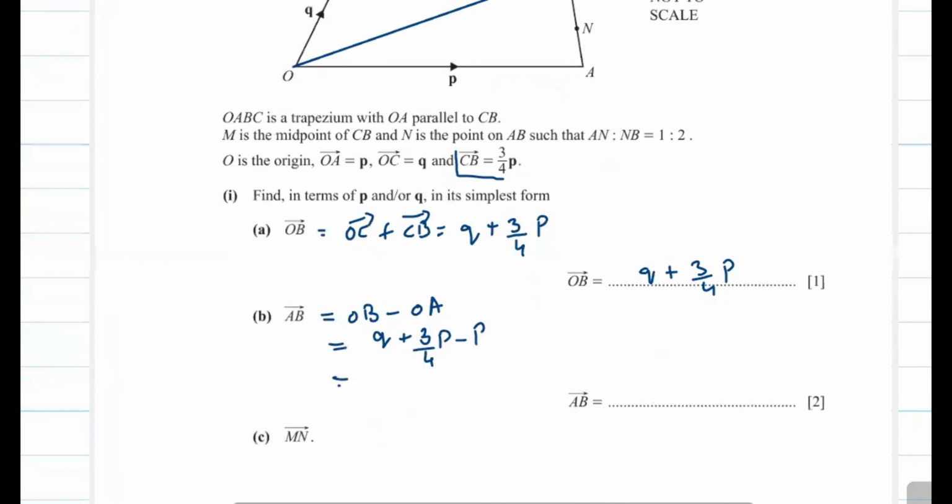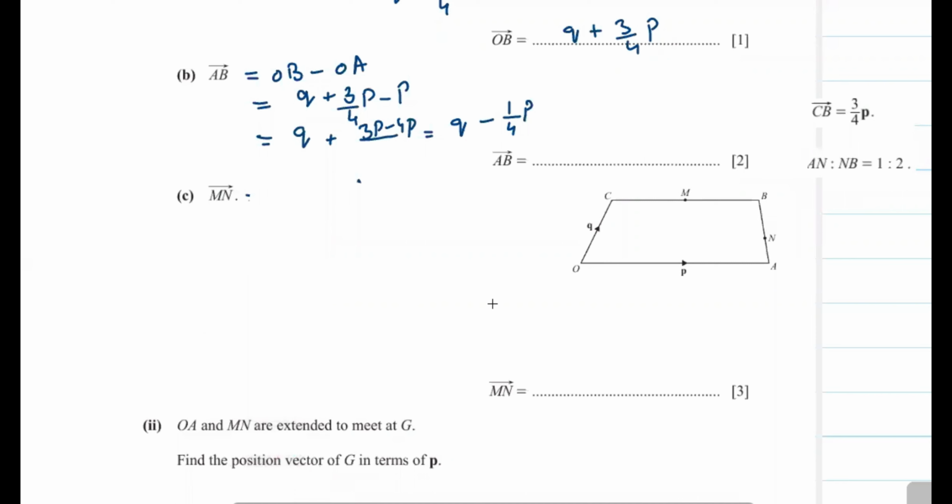Therefore, Q plus that value becomes 4, 3p minus 4p, and that value will be equal to Q plus minus 1 over 4p. Next is now to find MN. You can see here these are the points M and N. MN will be equal to ON minus OM.